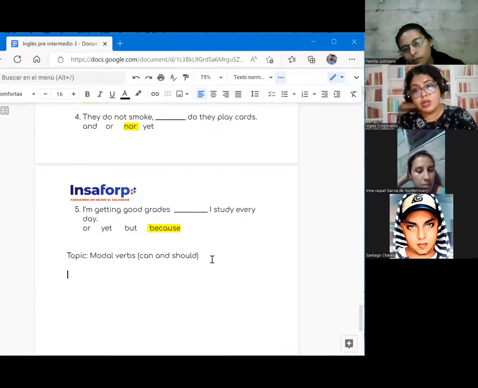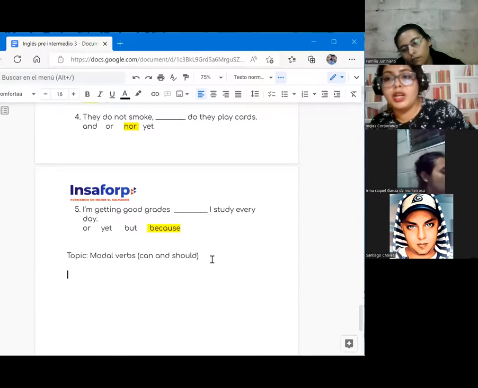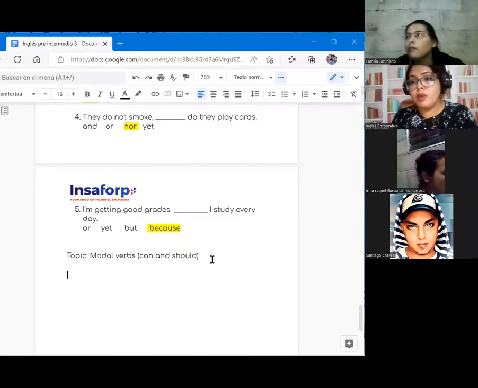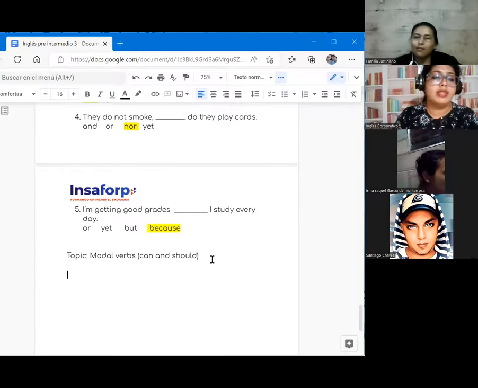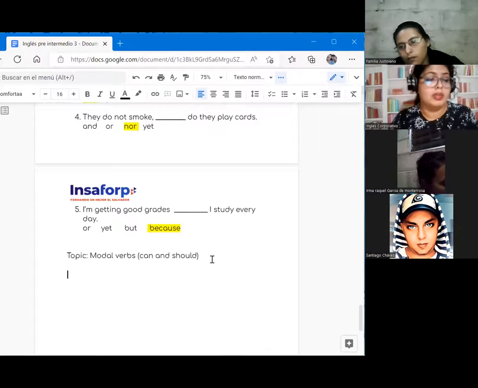But in this case, we are going to learn what modal verbs are and how we can use them when we are talking in English. Vamos a aprender sobre los modal verbs, cómo lo vamos a utilizar, y no solo vamos a ver el can y el should. Vamos a ver otras palabras que se utilizan como modal verbs.